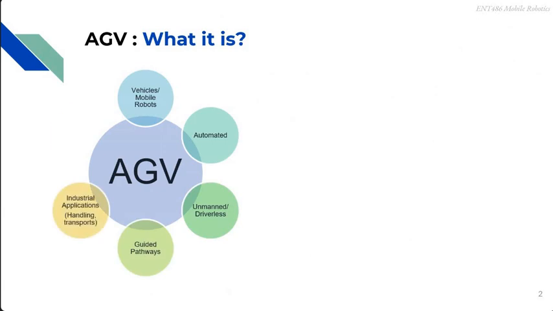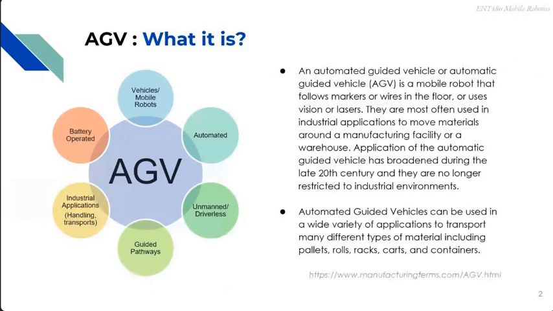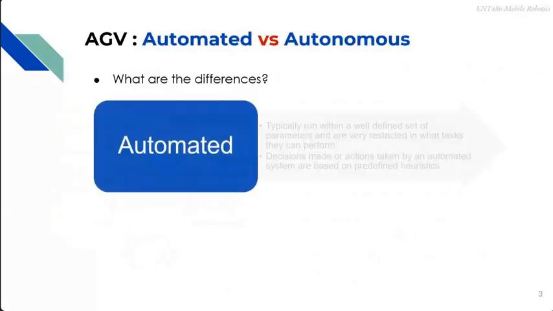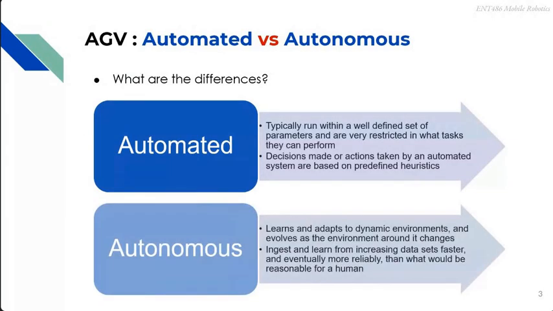I'm going to go through this. Okay, what is the difference between automated and autonomous? Automated is you already have all the well-defined set of parameters and a very focused task. Let's say you have line following in the AGV, right? It's following exactly the line and so on. So that is what you call automated.